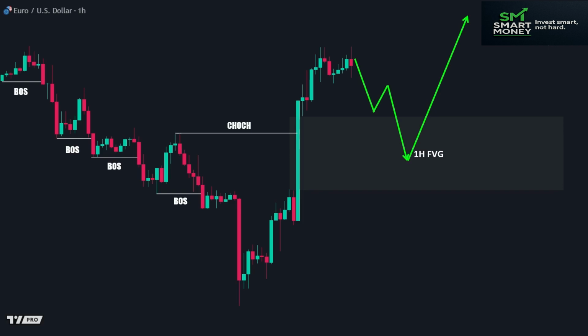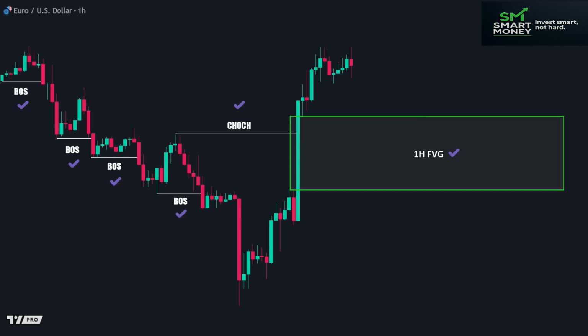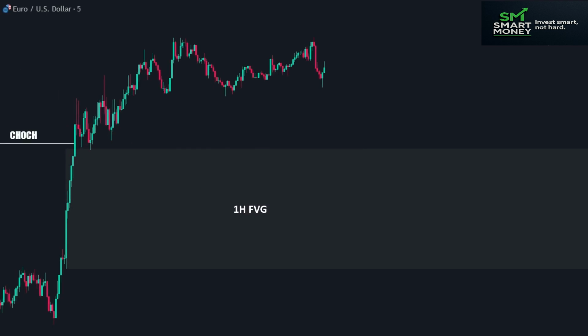So now, all our criteria are perfectly aligned. A strong downtrend with at least 3 bearish breaks of structure, a clear CHOCH on the 1-hour chart, and a fresh unmitigated fair value gap inside the CHOCH's impulse leg. Once we've identified the higher time frame fair value gap, the next step is to zoom into the lower time frame, such as the 5-minute chart, and wait for the price to tap into it. That's where we'll look for confirmation and entry.